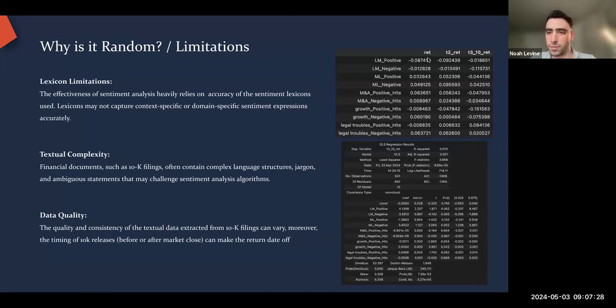And then on the right, you can sort of see on the top, we have the correlation matrix between the return for 1 day, 2 day, and 3 day with all the different variables.